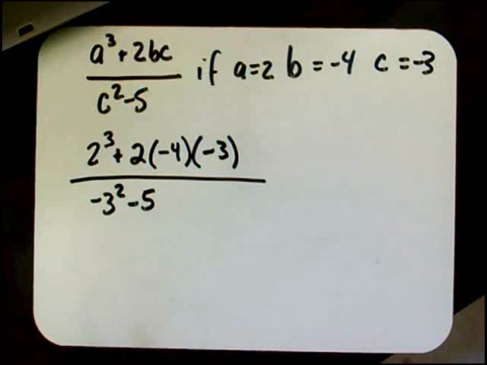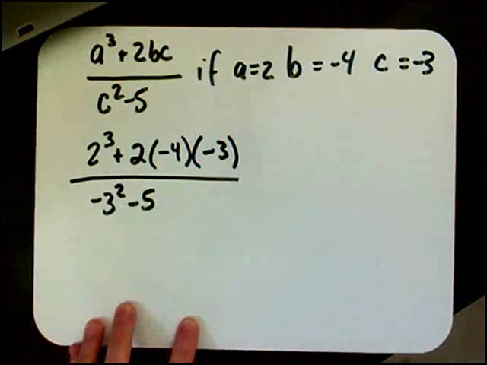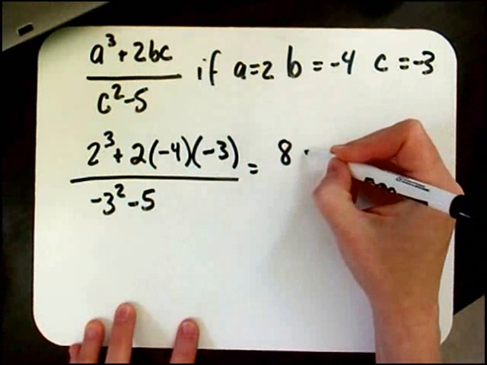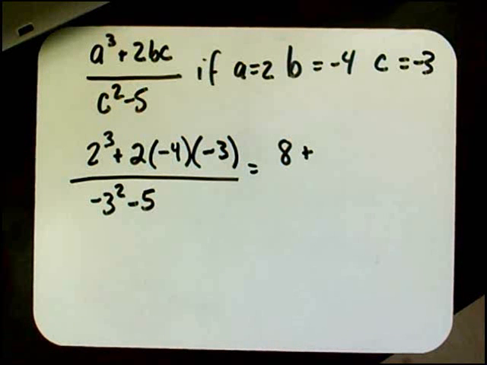So looking at the order of operations, we start out with grouping symbols and then we go to exponents. So we have 2 raised to the 3rd power. So 2 times 2 times 2, or 8. So we have 8 plus 2 times -4 times -3. Okay, so we have a plus sign there. So we need to first do our multiplication. 2 times -4 times -3.